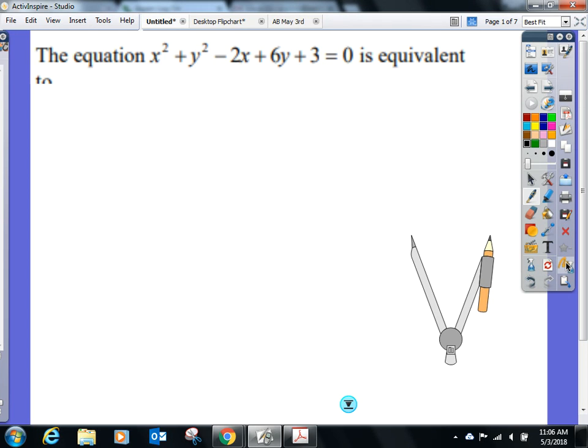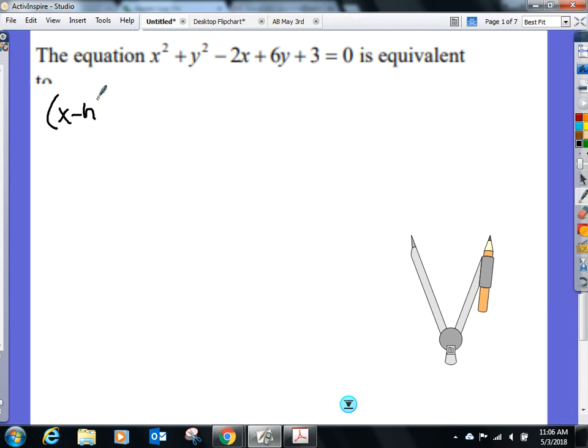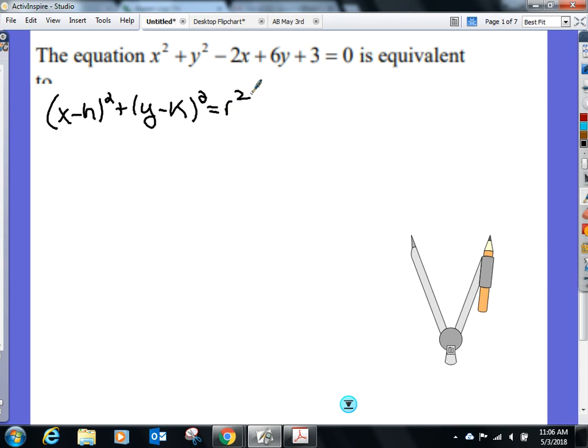Just a reminder of the circle equation that I need to get it into: (x minus h) squared plus (y minus k) squared equals r squared. Which variables are we concerned about? h and k. What do h and k tell me? Those are the x and y coordinates of the center. The other part is the r value, which is my radius. All right, everyone ready? So we're going to complete the square to go from my original equation to the circle equation.